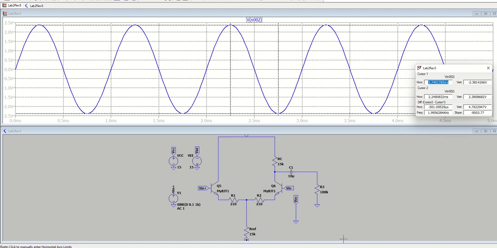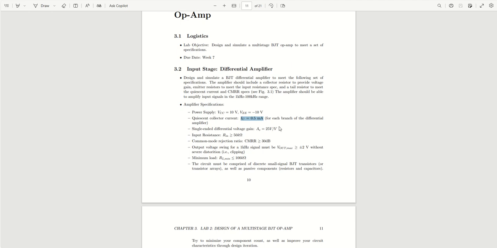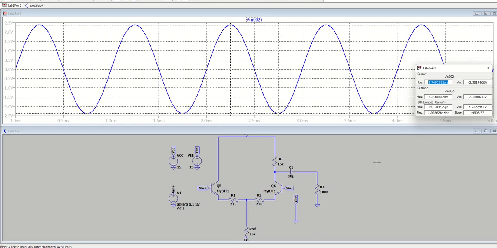Okay, so now going back to the lab, we got the RE for the gain. You're going to want to calculate the input resistance and make sure it's over 50K. For the common mode rejection ratio, to perform that in simulation, what you're going to want to do is just apply this Vin positive to both signals.